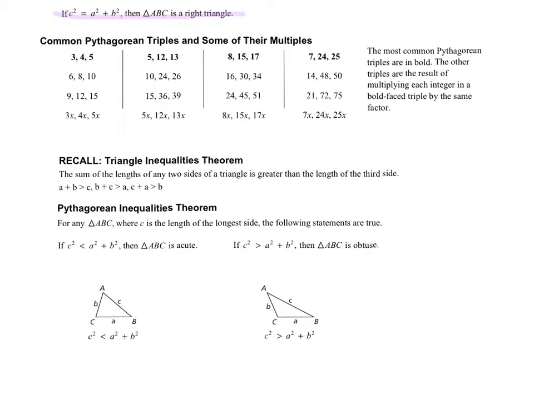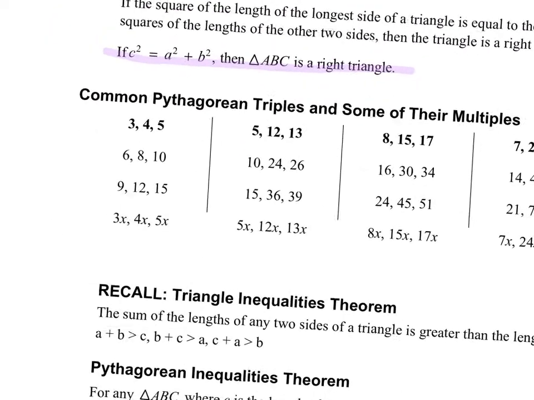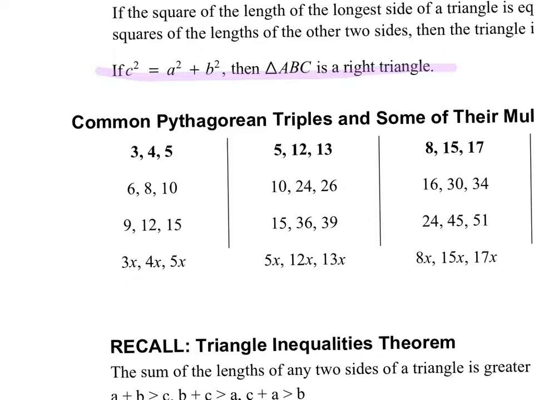Has anybody heard of a Pythagorean triple before? Yeah, you're right. They are common triangle side lengths. Does anybody know what makes them special? There's something kind of cool about them. So the cool thing about them is basically that if you notice, they're all pretty perfect whole numbers.